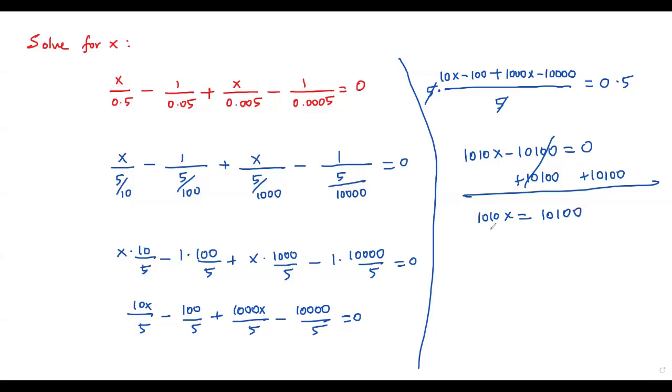10,100. Okay, now to solve for x, I have to get rid of this 1010, which is multiplied by x. For that, I divide both sides by 1010. So this 1010 will cancel. I am getting x equals to, when I divide this 10,100 by 1010, I'm just getting 10. So now I have solved for x in the given equation. The value of x is 10.